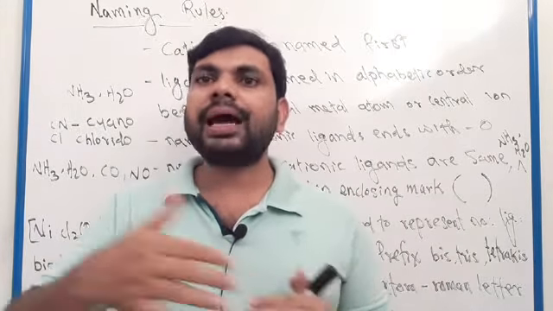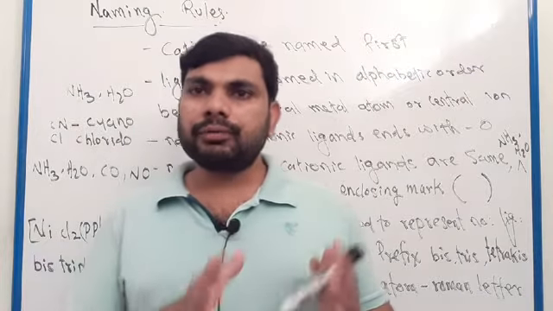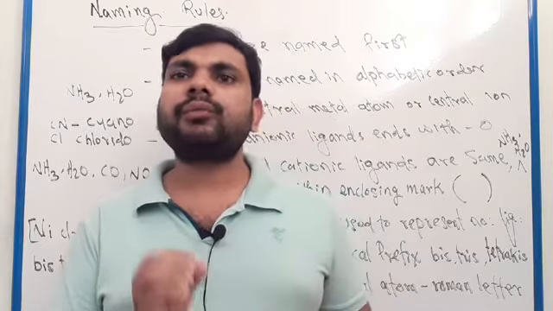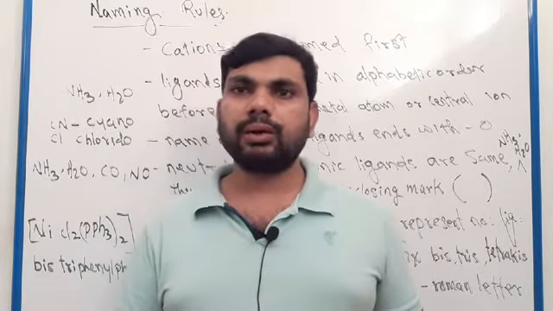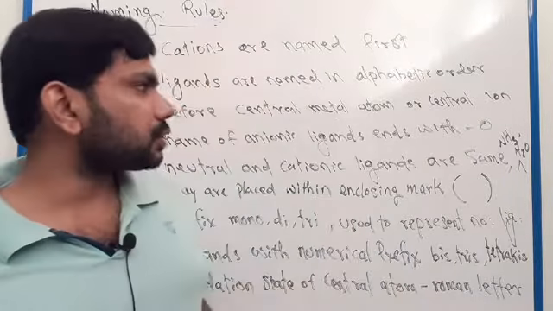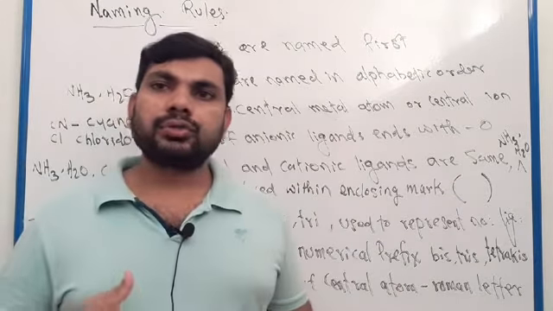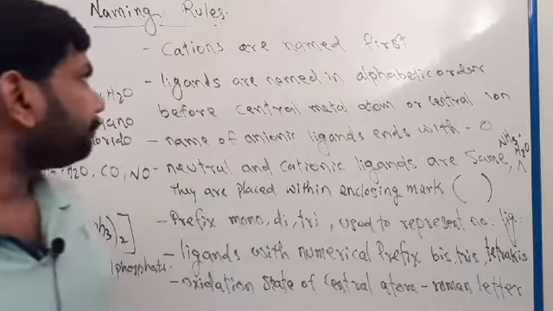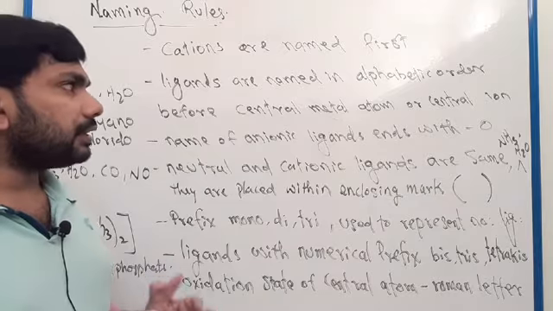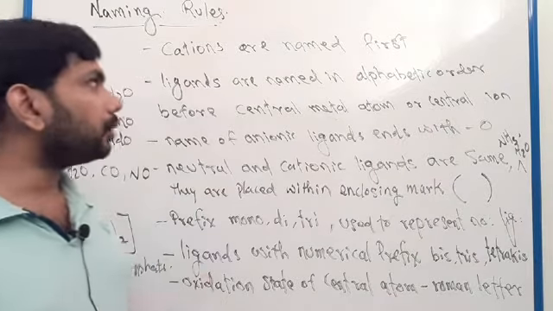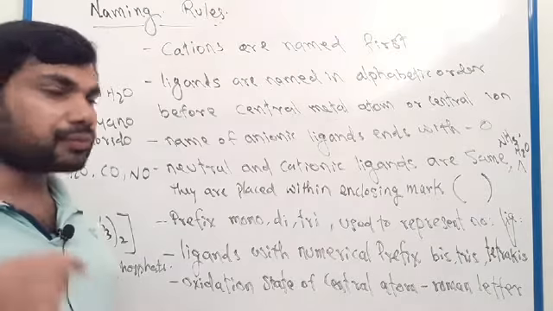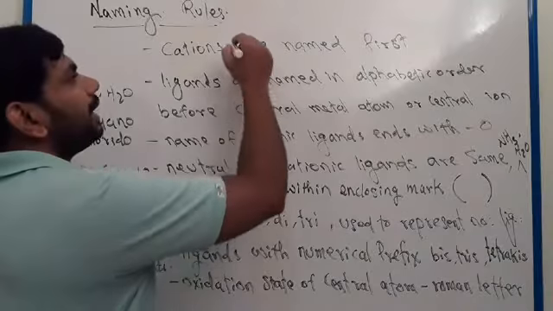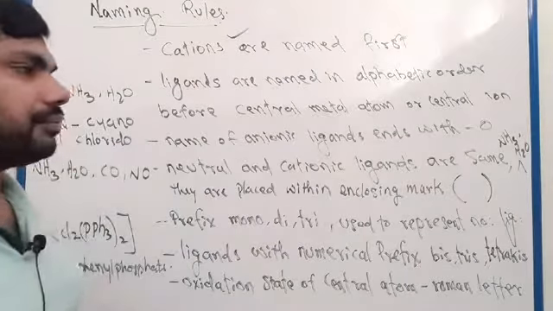From formula we have to write name. Okay, in this situation also we have to follow some rules. So these are the rules to follow to write the name of a coordination compound. So let us check here. When you are writing the name of a coordination compound, you have to name cations. The cation part you have to write first.